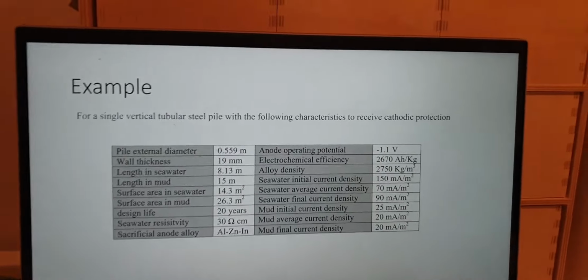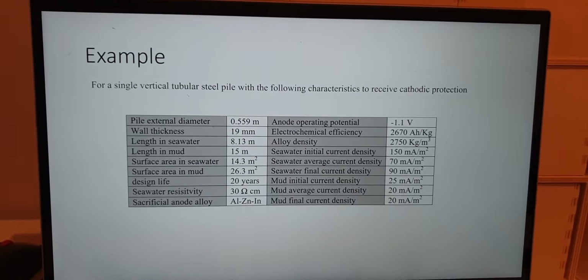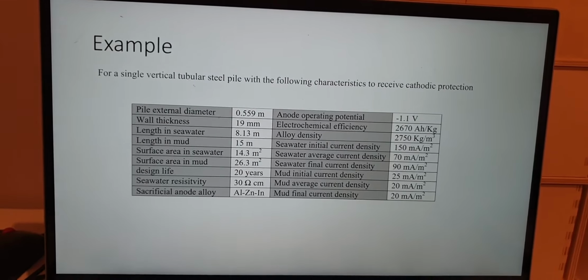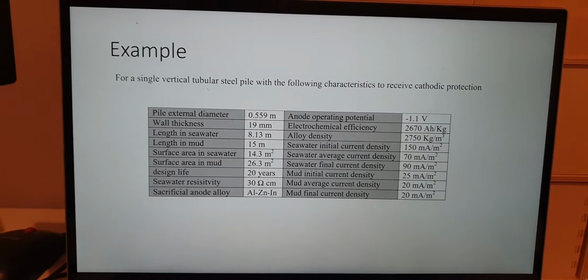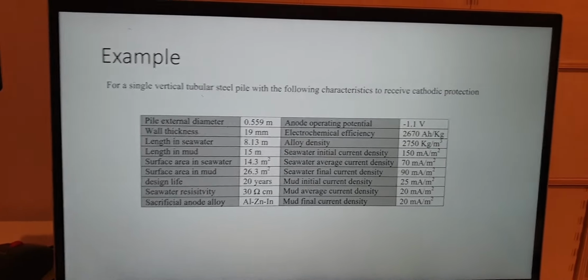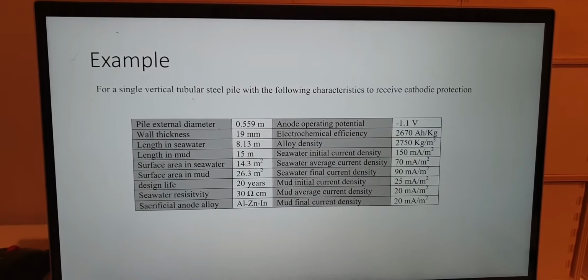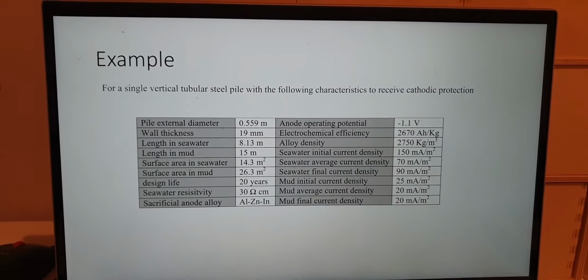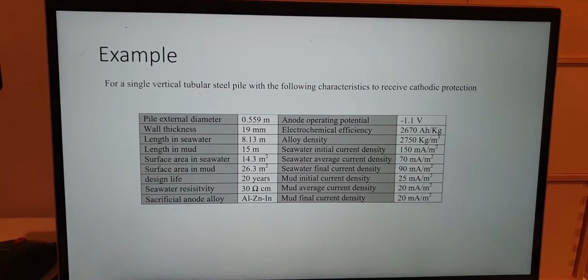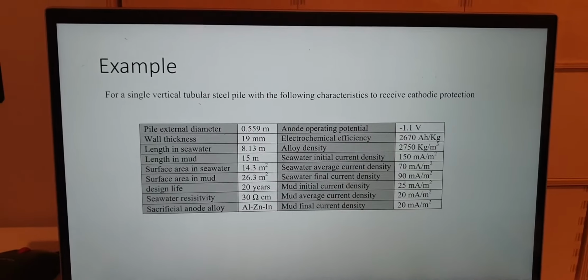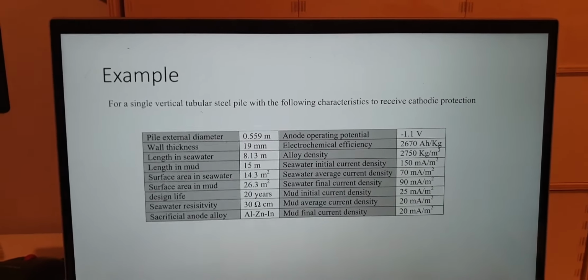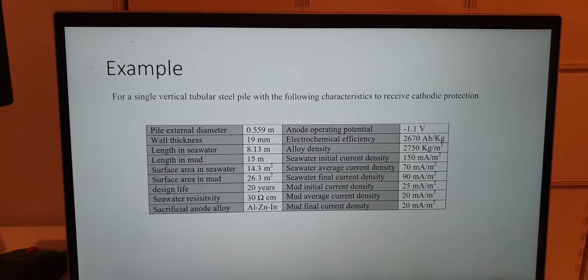Okay, guys. So the example for the CP, which will be basically your final task, is a simple example. It is just a vertical pipe with the following characteristics to receive cathodic protection. It is a vertical pipe, uncoated, it's bare steel. The pipeline has different environments.